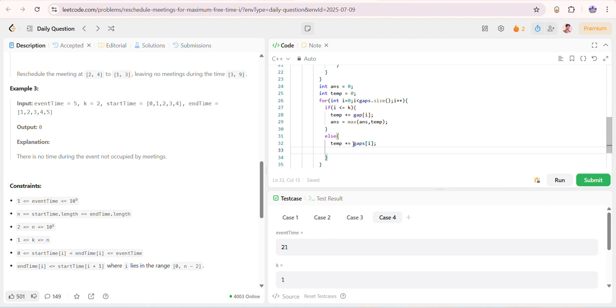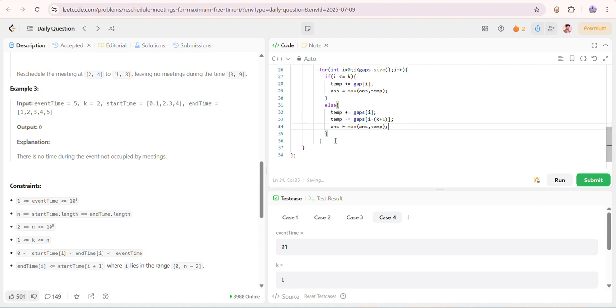So the previous one means the I minus k plus 1th element which we have taken earlier, that we will have to remove. And ans equals max of ans comma temp, that is actually what I want to say. And here even after the ending also there could be a case, so ans equals max of ans comma temp.